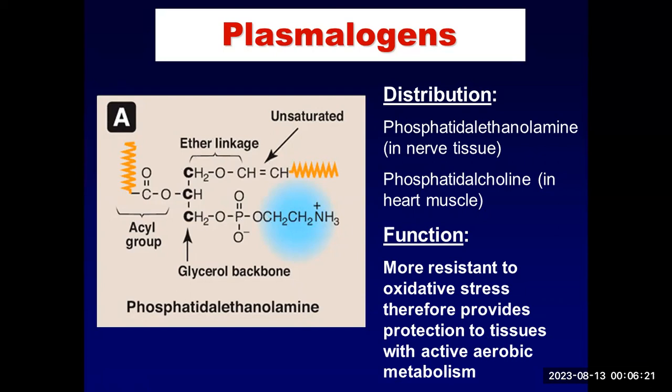Phosphatidylethanolamine plasmalogen is present in nerve tissues and phosphatidylcholine plasmalogen in heart muscles. Their function is to be more resistant to oxidative stress, therefore providing protection to tissues with active aerobic metabolism.